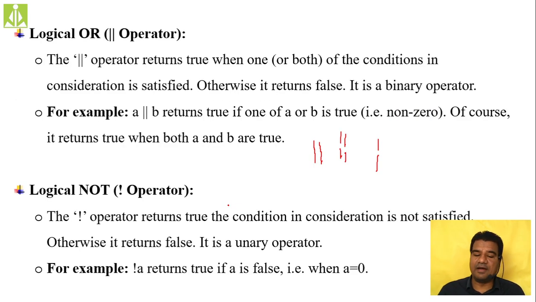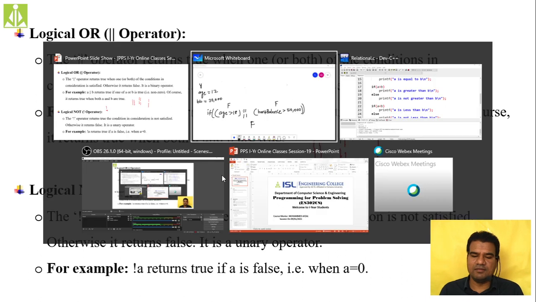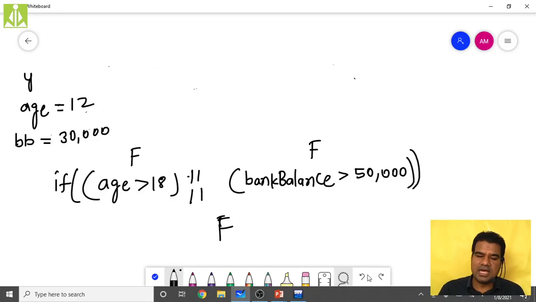And finally we have the logical NOT, simply the exclamation mark. Logical NOT operator, what will it do? It will simply reverse whatever you have. So let us assume a scenario, a government situation where we are framing the conditions in the reverse order.